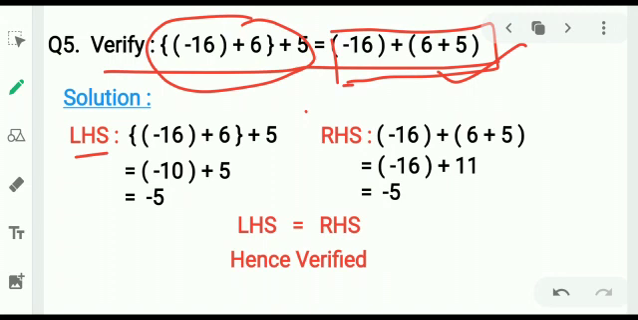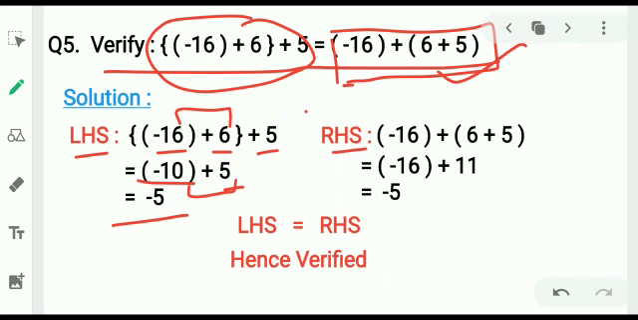First LHS, we have -16 plus 6 plus 5. So if we take the sum of -16 and 6, they have different signs, so they subtract, and 16 is the larger number and it has a minus sign, so the answer will be -10, and plus 5 remains the same. When we solve -10 plus 5, we get -5.